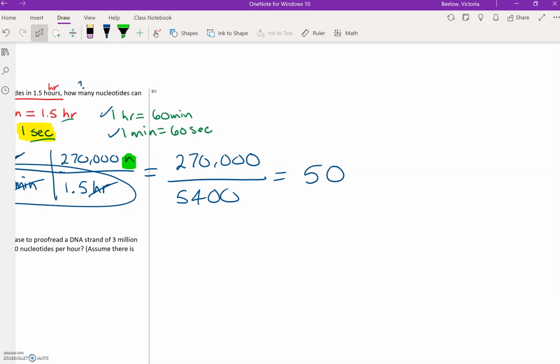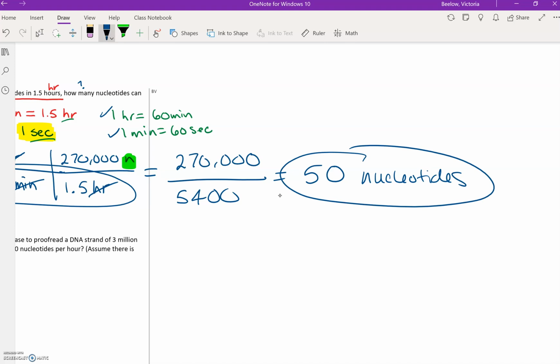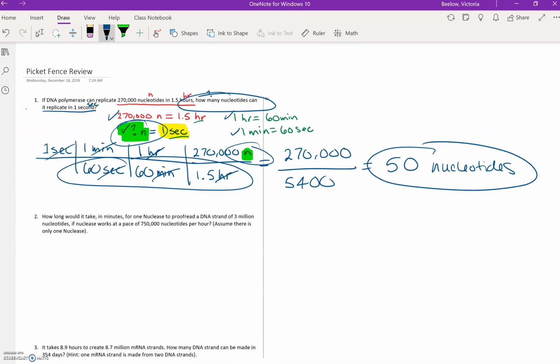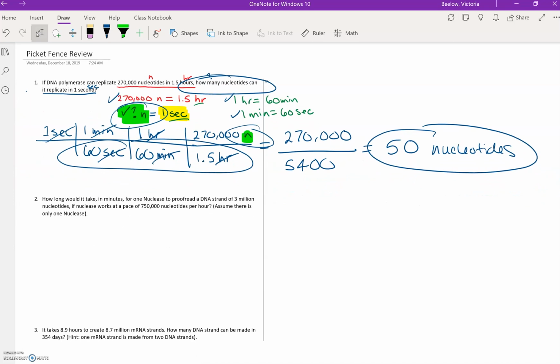And you're like, okay, well, 50 what? You have to have units in your final answer, and most of the time you have to round to 2 decimal places, but this happens to be a whole number, so we'll just leave it as a whole number. And the final unit is nucleotides, because that was what the question was asking. It was asking how many nucleotides, okay? And also that was what I wanted my answer in, and that's the only unit that did not cancel. And that is how you do a Picket fence.